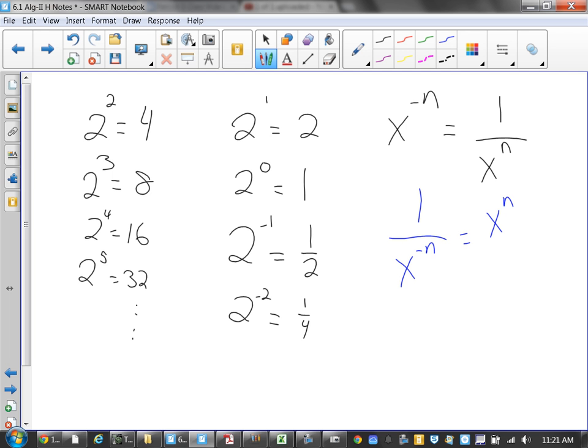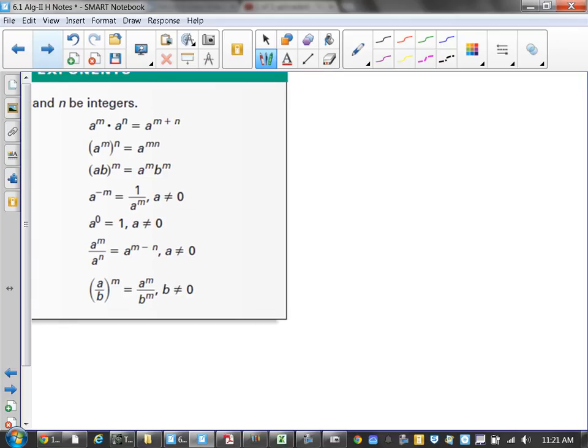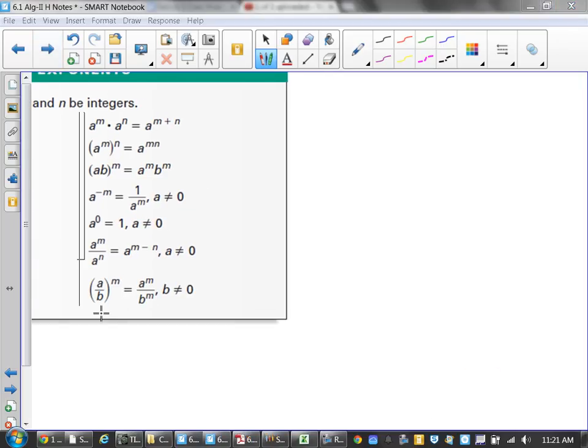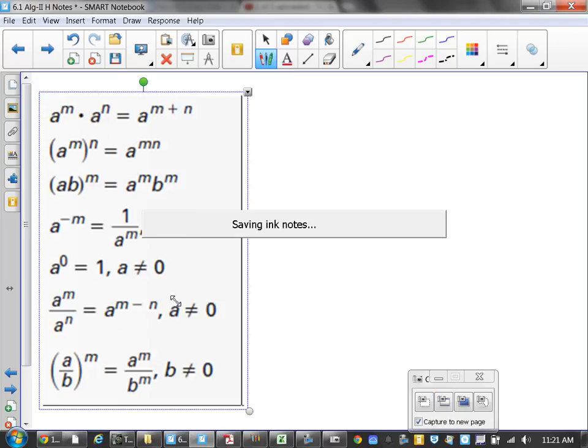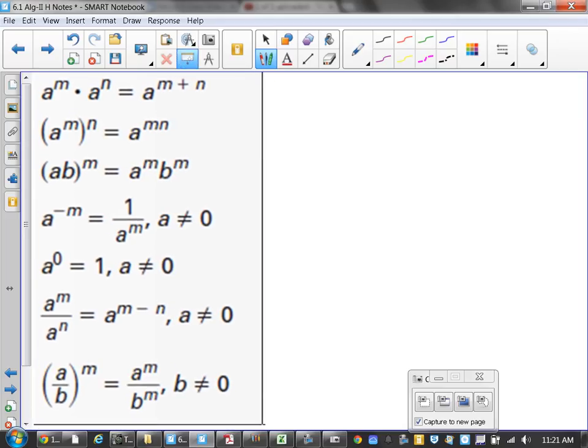Yes. This builds us into a whole bunch of exponent rules that you guys have all forgotten. What I want to do is take a couple of minutes to go over the rules. Believe it or not, you probably already know most of these. You just forgot them. Can I just take a picture of that?